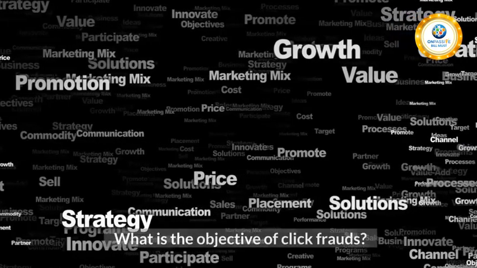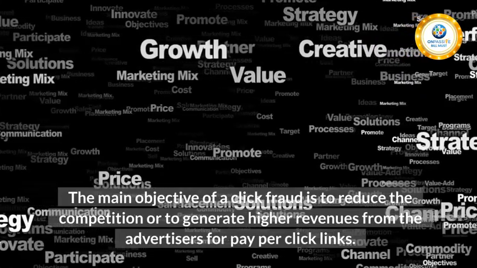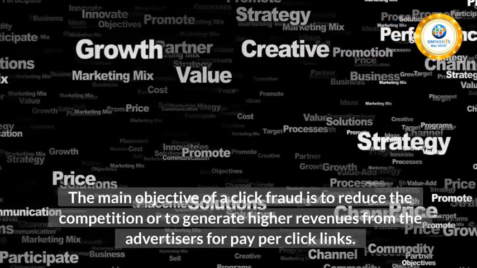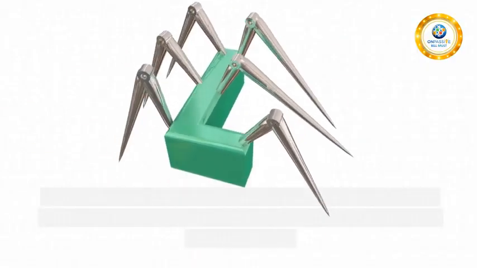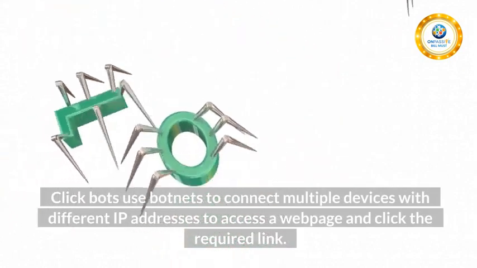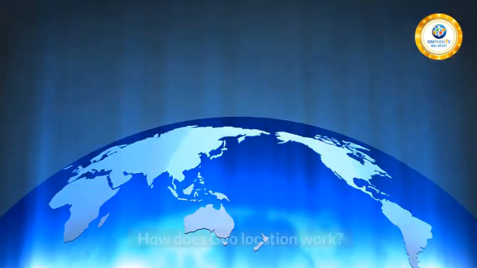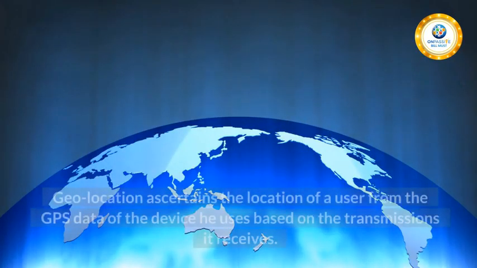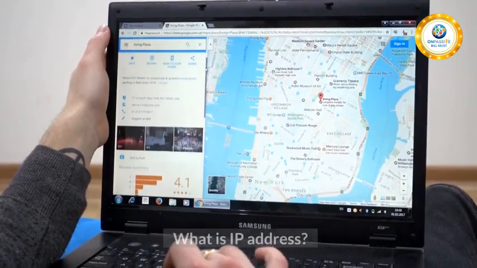What is the objective of click frauds? The main objective of a click fraud is to reduce the competition or to generate higher revenues from the advertisers for pay-per-click links. How do clickbots work? Clickbots use botnets to connect multiple devices with different IP addresses to access a web page and click the required link. How does geolocation work? Geolocation ascertains the location of a user from the GPS data of the device he uses based on the transmissions it receives.